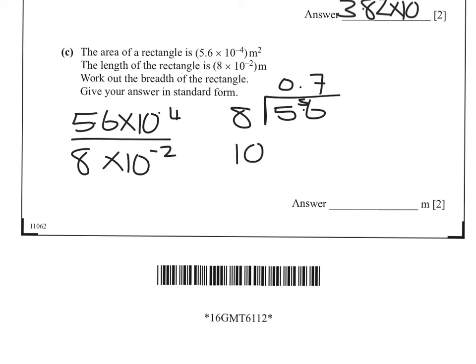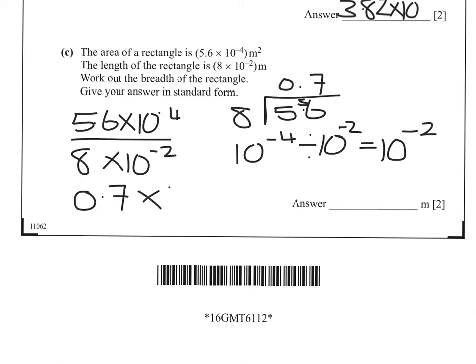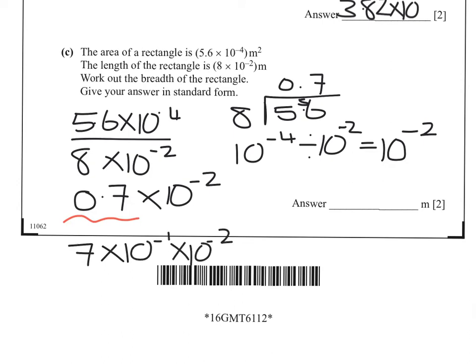And then we want to do 10 to the power minus 4 divided by 10 to the power minus 2. And whenever we are dividing, we subtract the powers. Minus 4 subtract minus 2 is minus 4 plus 2, which is minus 2. So this gives us 0.7 times 10 to the power minus 2. Need to be careful. This number needs to be a number between 1 and 10, so that's 7 times 10 to the power minus 1 times 10 to the power minus 2, which gives us an answer of 7 times 10 to the power minus 3.